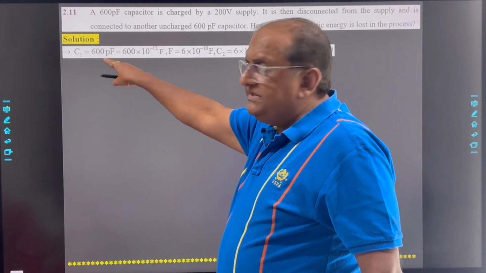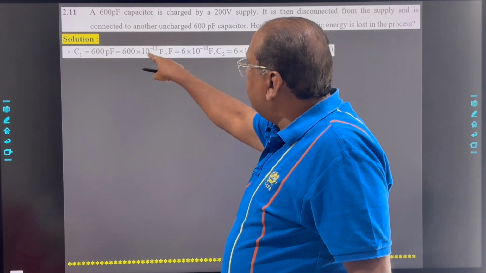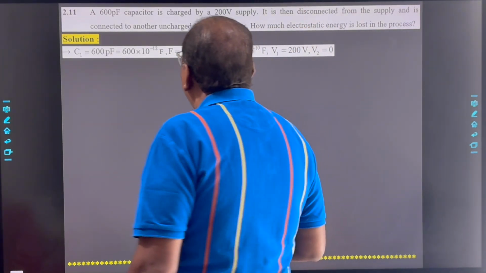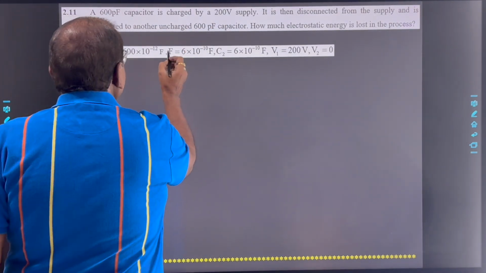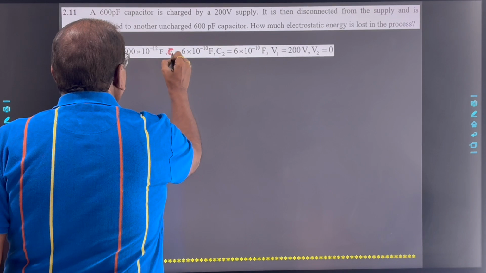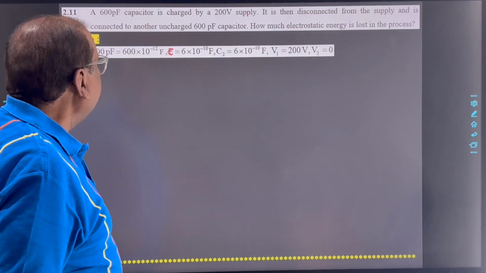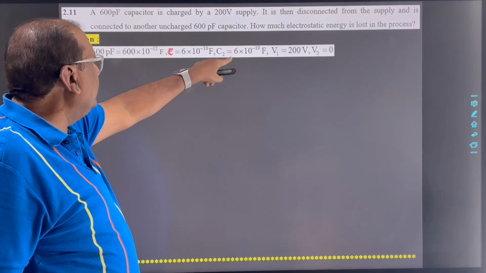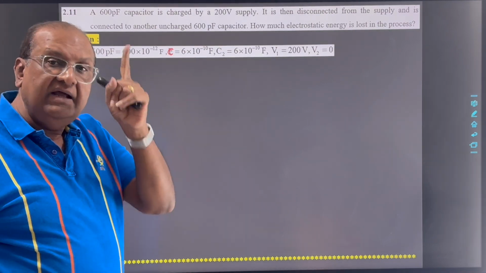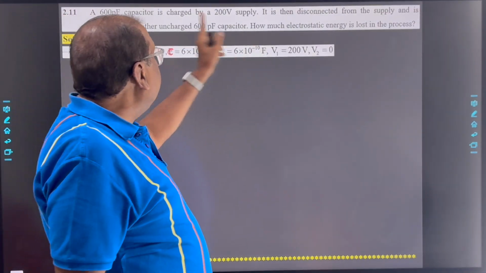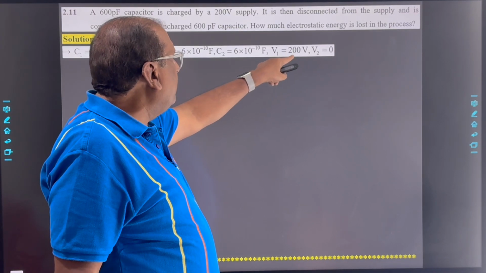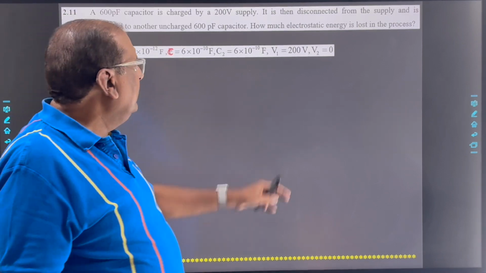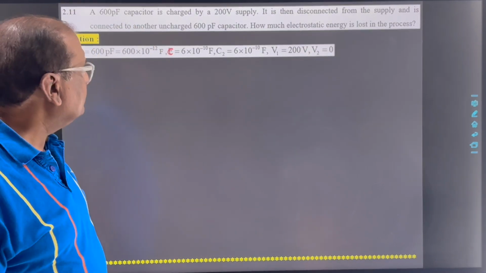C1, first capacitor, that is 600 picofarad, that is 600 into 10 raised to minus 12 farad. Now that is 6 into 10 raised to minus 10 farad. C2 is also given to you, 600 picofarad, so you can write C2 that is also 6 into 10 raised to minus 10 farad. Initially the supply voltage, that is V1 equal to 200 volt. In the second case supply is disconnected, so in the second case V2 is 0.